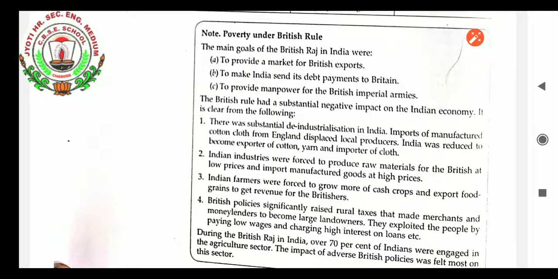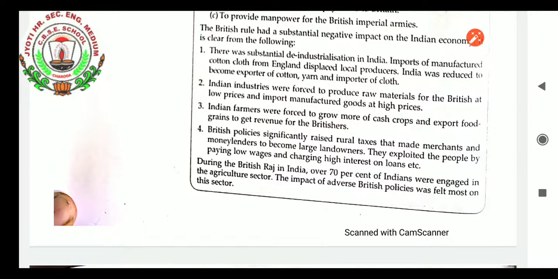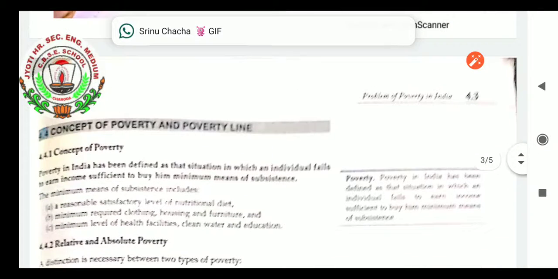British policies significantly raised rural taxes that made merchants and moneylenders become large landowners. They exploited the people by paying low wages and charging high interest on loans, etc. During the British Raj in India, over 70% of Indians were engaged in the agricultural sector. The impact of adverse British policies was felt most in this sector. So that was about the British Raj in India.